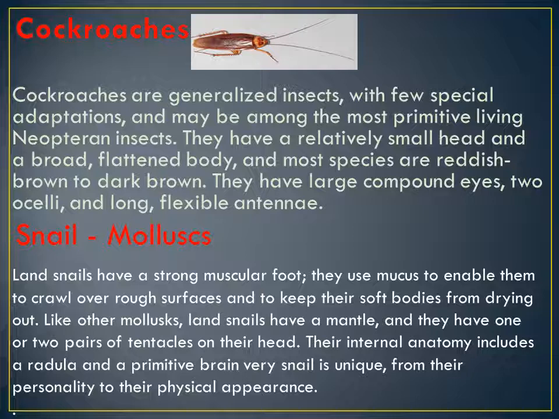Land snails have a strong muscular foot. They use mucus to enable them to crawl over rough surfaces and to keep their soft bodies from drying out. Like other mollusks, land snails have a mantle and they have one or two pairs of tentacles on their head. The tentacles are used to move and hold their prey, whatever they eat.